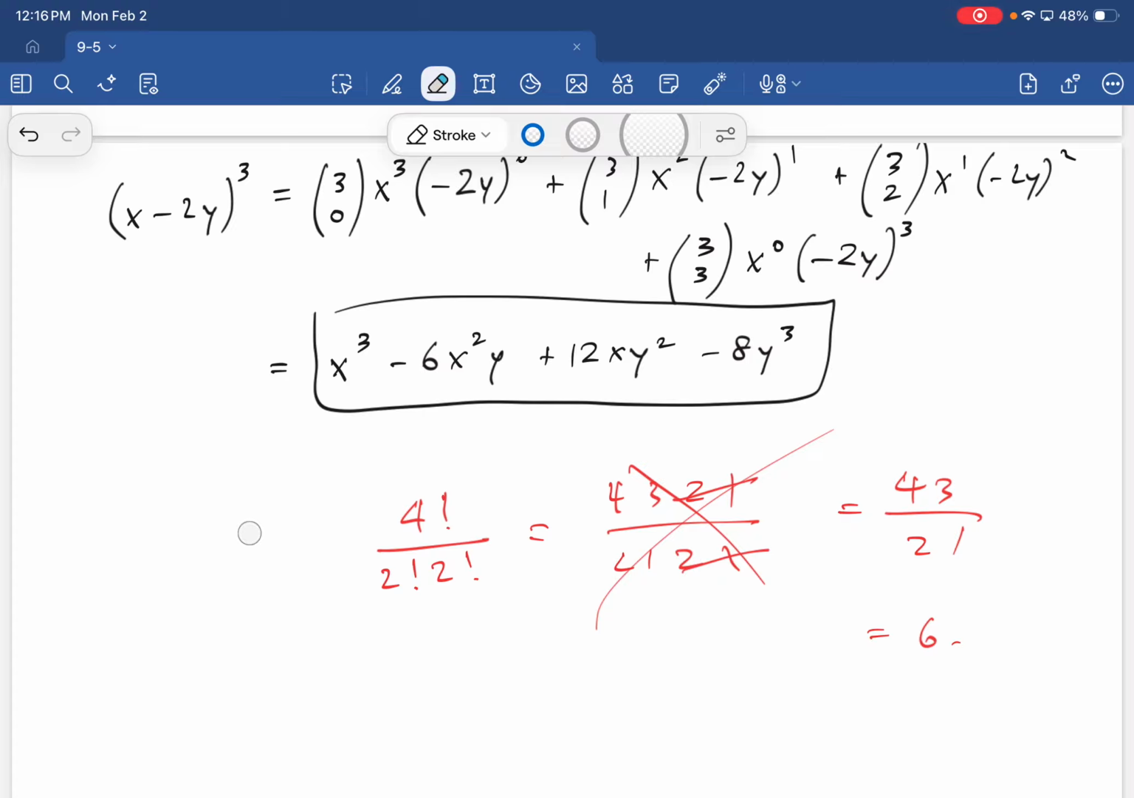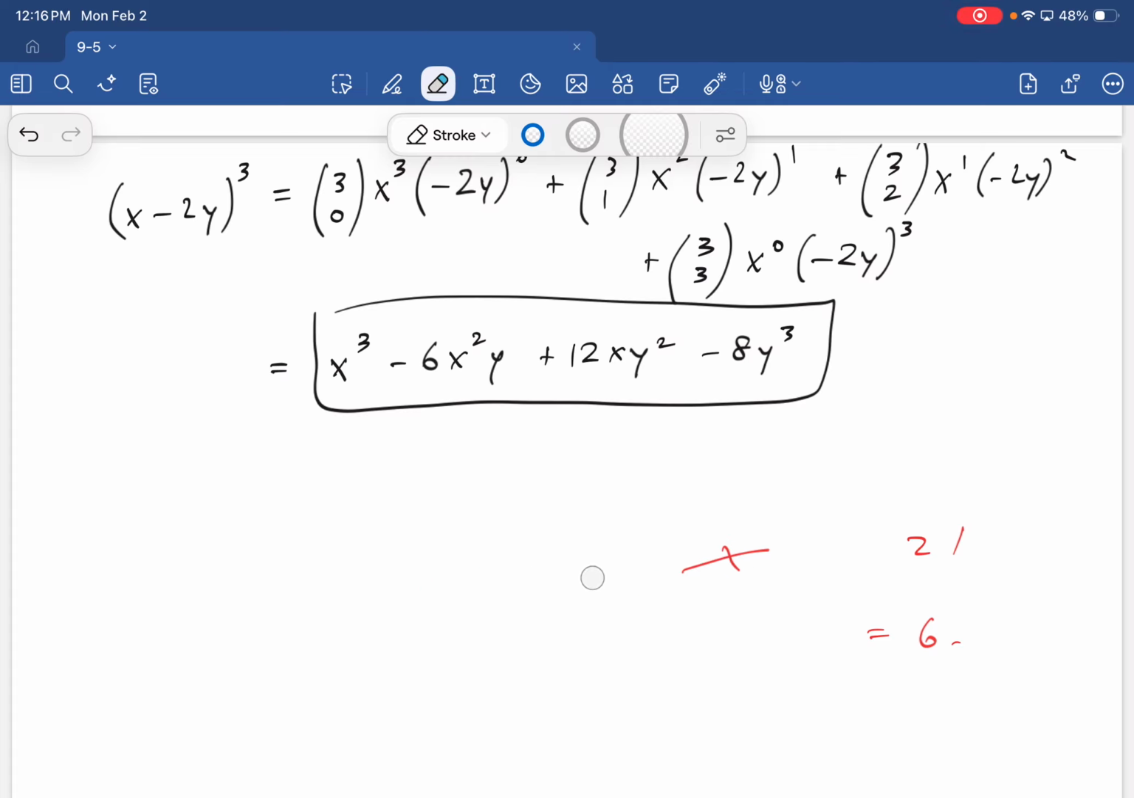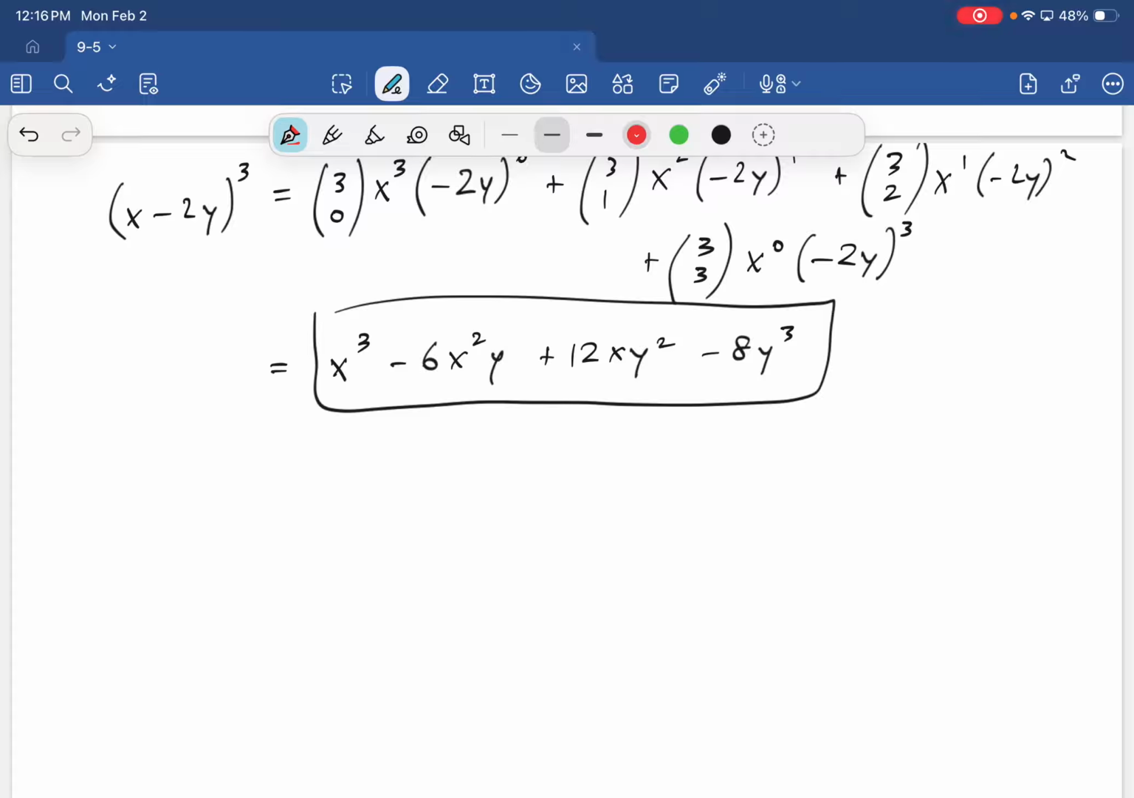Is that the first one? Wait, that's not right. No. Your coefficients are wrong. My coefficients are wrong. Wait, what the heck?